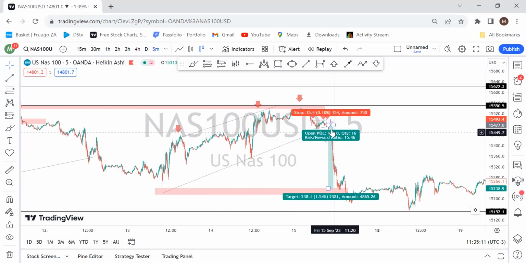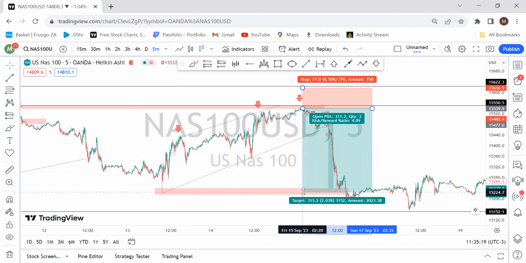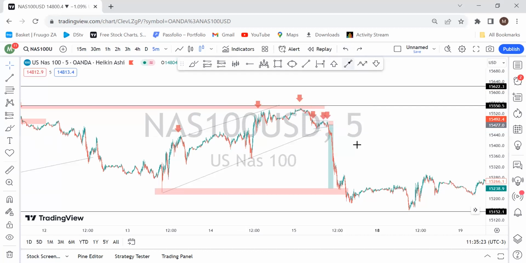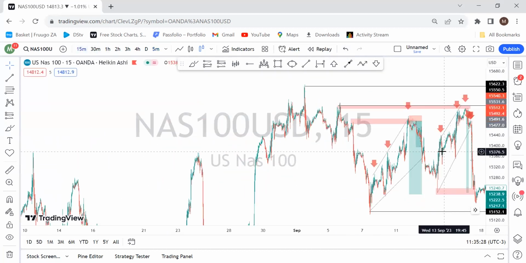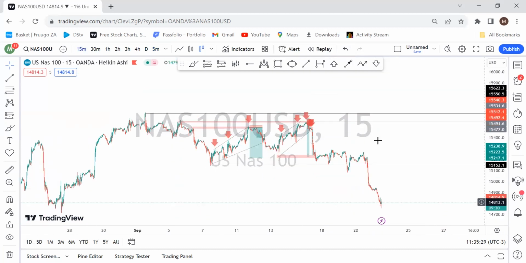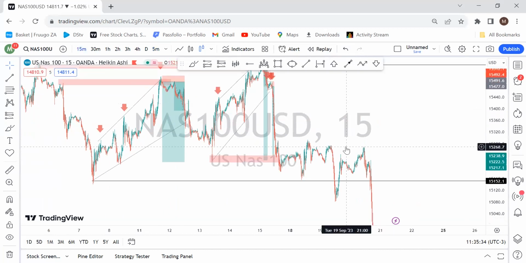So that's basically the second entry. This point right here on the third touch of the main structure was our first entry, right? And then this was our second one. Okay, cool. We go back to the 15-minute time frame now, and I'm going to explain the sell that I personally took.